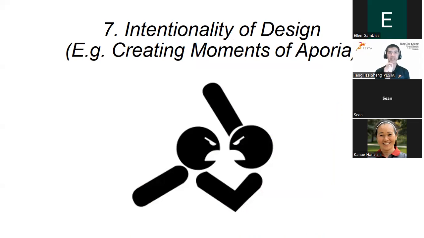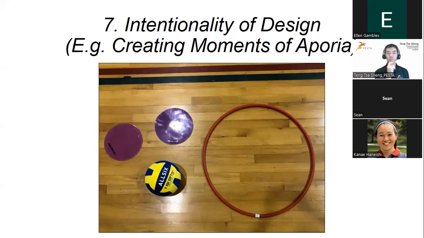The other one is about intentionality of design, which is the key highlight of inventing games, because we want the learning to happen by design and not by chance. So deliberateness and intentionality is key. And we use the principles of representation and exaggeration as well. For example, creating moments of aporia. Aporia in Joy's Playing Fair book means a moment where they got stuck, where they can't proceed because they cannot agree, for example. So this is one example that we created.